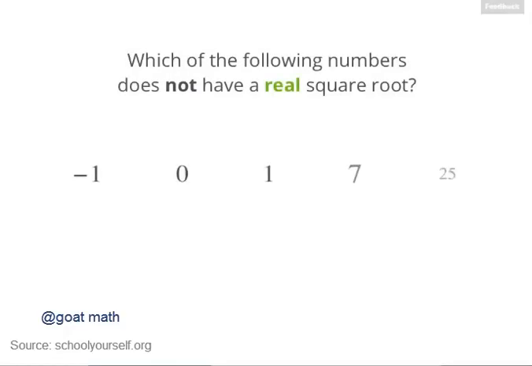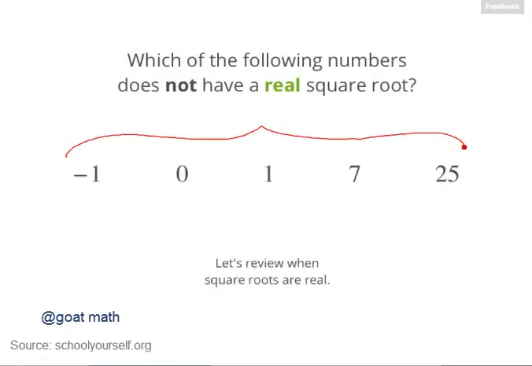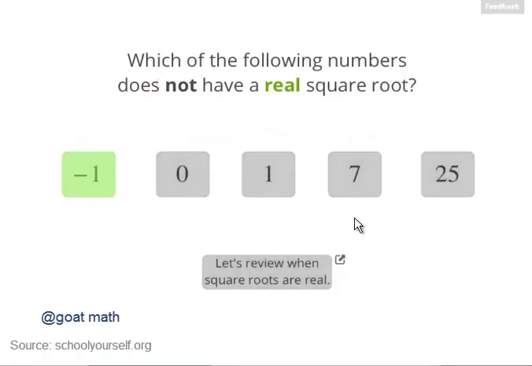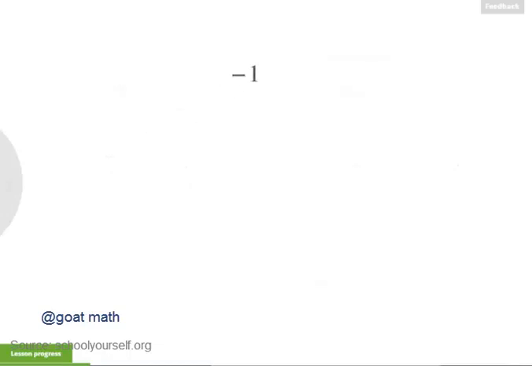To get started, can you identify which of these numbers does not have a real square root? Exactly. Negative numbers, like -1, don't have square roots. You might guess the square root of -1 is -1, but squaring -1 gives you +1. And if you square +1, you still get +1. So then what number squared gives you -1?